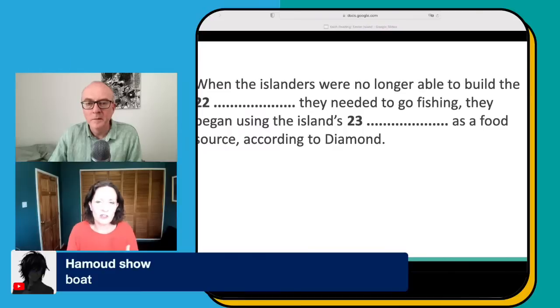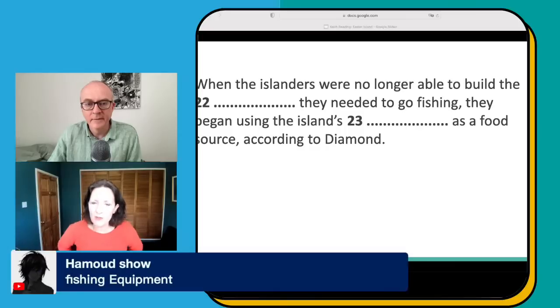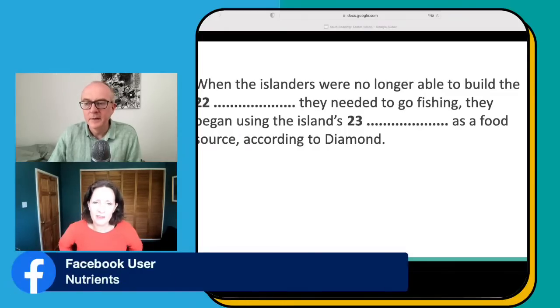But when they couldn't do that, they used something as a food source. So when they couldn't go fishing, what else do you think they might eat? Fruit. Using the island's fruit as a food source. Okay, great. Hamoud says, fishing equipment. I think that's really good, Hamoud, but always keep in mind how many words you're allowed. So we're looking for, number one, something to go fishing, and the next one is something to eat.